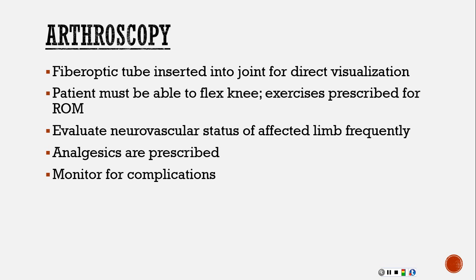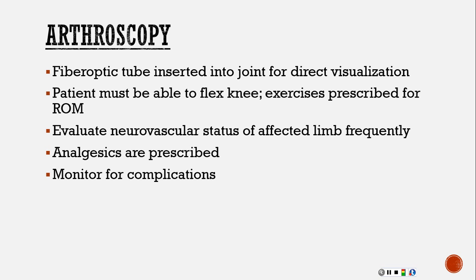We're going to evaluate neurovascular status of the affected limb frequently. Analgesics are going to be prescribed, and we want to monitor for complications. What complications do you think we would look for when they take a camera on a tube and stick it into somebody's joint? Swelling. Swelling is going to be expected, but significant, uncontrolled swelling is going to be an issue. What else? Infection, there you go. Infection's a huge one. Bleeding's another one. There's not usually a ton of blood involved with an arthroscopy, but if there is, we know we've got an issue. Any others? Those are the big ones.